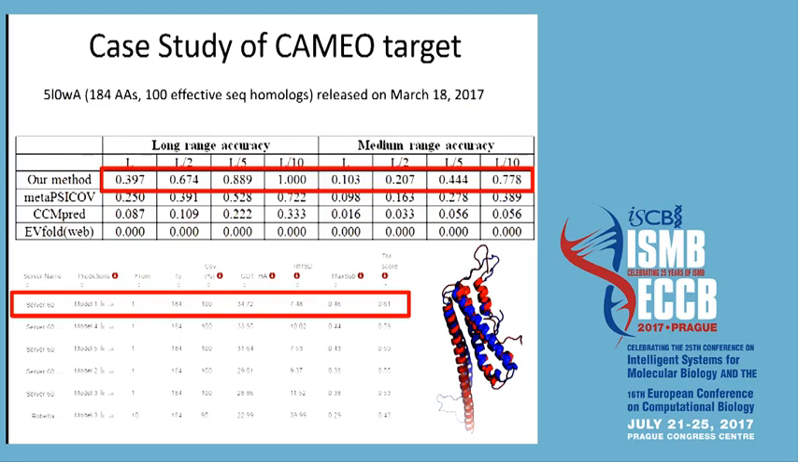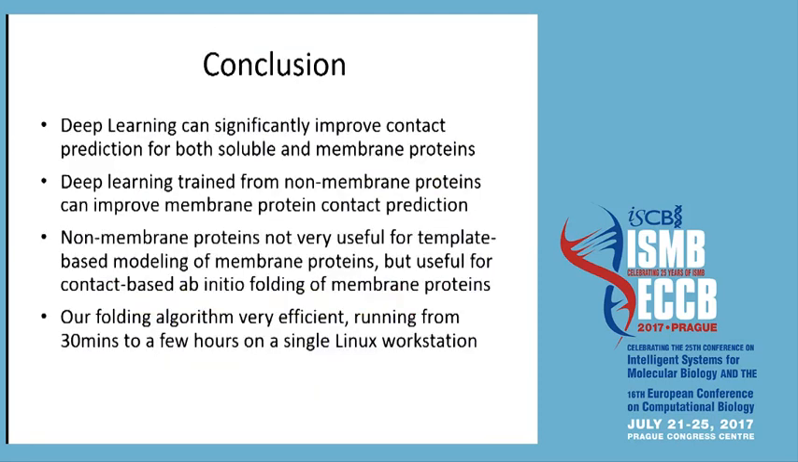So these are the CAMEO test targets. Okay, finally, I will just summarize my talk. This is the take-home message. Deep learning can significantly improve contact prediction for both soluble and membrane proteins. And the deep learning model trained on non-membrane proteins can improve membrane protein contact prediction.